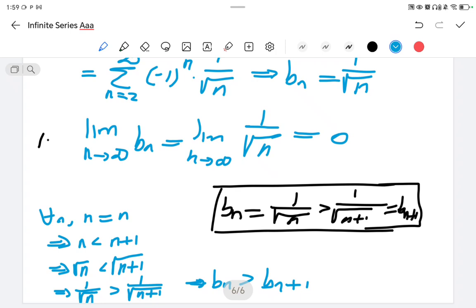So if this is the case, that means that now we can say that since the two conditions are met, then the alternating series will be convergent. Do we agree? All right. So for the alternating series, we can move on.